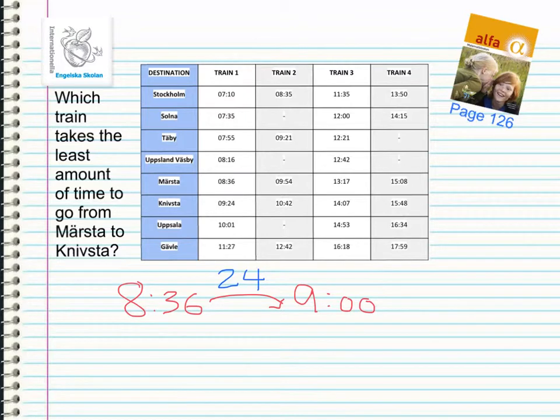So from 9 o'clock until 9:24 will be a total of 24 minutes. That means that this train has taken a total of 48 minutes.